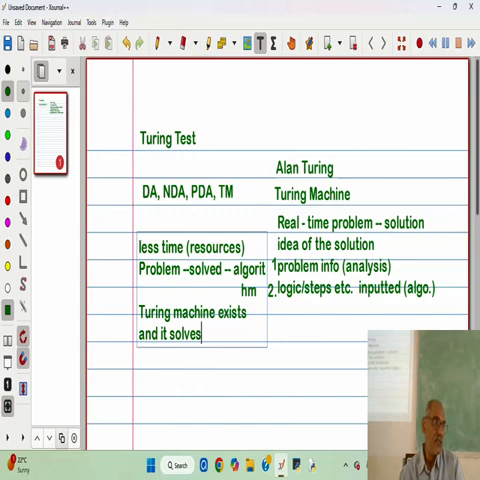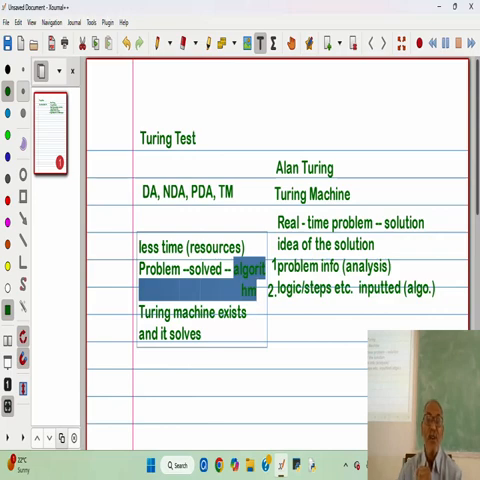I repeat once again, please follow this. The Turing test is a basis for this. What is that I am saying? When there is a problem, when the human being says that the problem can be solved, that means he either has the idea of the solution, and that idea can be put in the form of an algorithm. When the algorithm is there, by following this algorithm, the Turing machine will be able to solve it. That means a Turing machine exists and it solves the problem. Are you with me? Once again, the question: how does it solve? By consuming the lowest number of resources. Are you with me? This is the basic idea about the Turing machine.